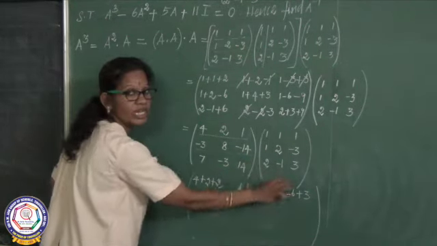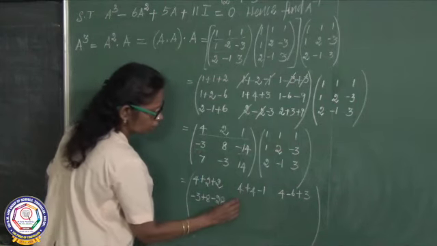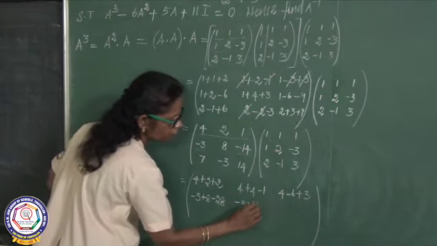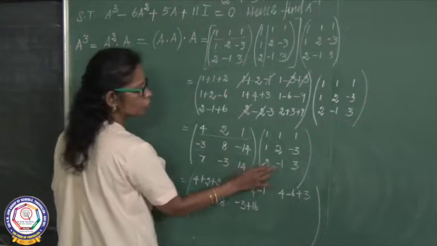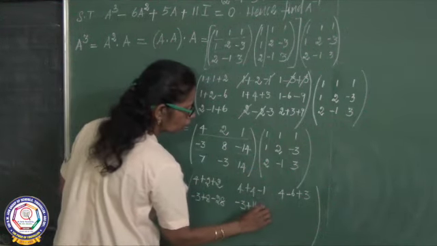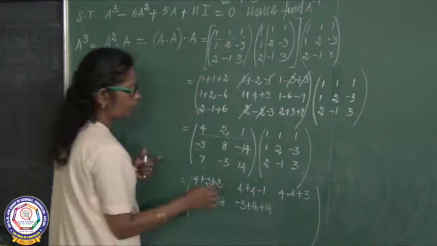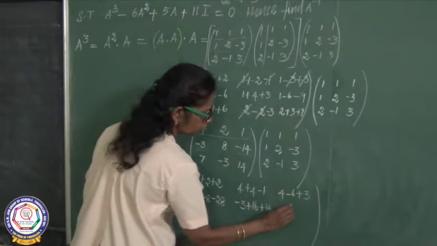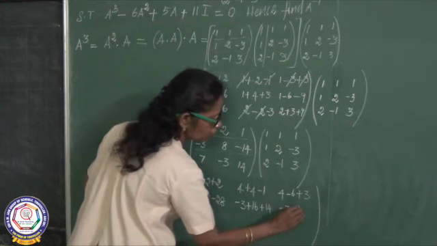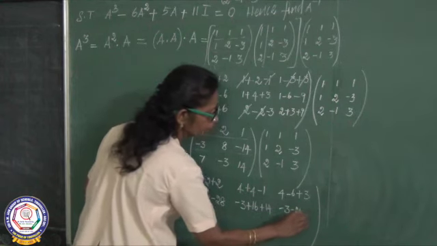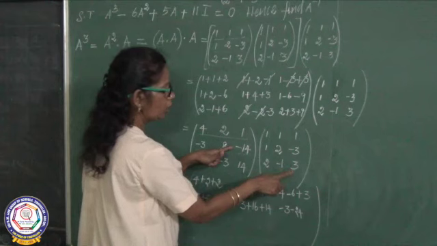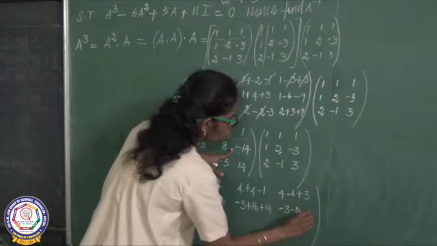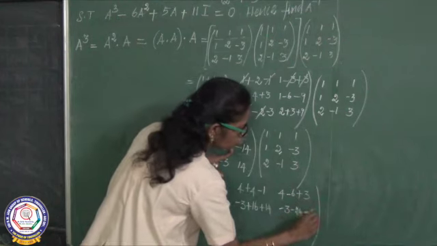Second row, second column: minus 3 plus 16 plus 14, 14 into 1. Next, second row, third column: minus 3 minus 24 minus 14 into 3. So, minus 42.